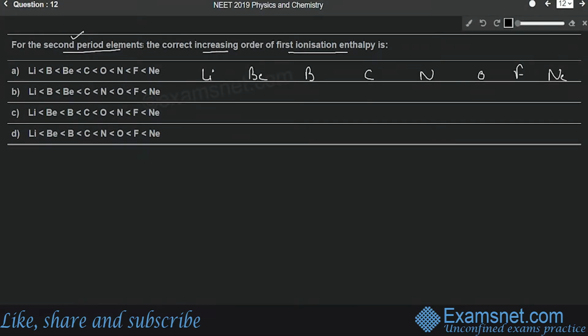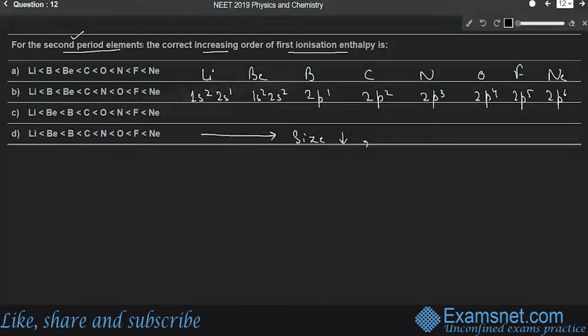And what will be the electronic configuration of these elements? For lithium, it will be 1s2, 2s1. For beryllium, 1s2, 2s2. And boron onwards, p orbitals will be involved. So it will be 1s2, 2s2, 2p1. For carbon, 2p2. Then 2p3, 2p4, 2p5 and 2p6. Right? And we know that as we move from left to right in a periodic table, the size of the elements goes on decreasing. Therefore, the ionization enthalpy goes on increasing.